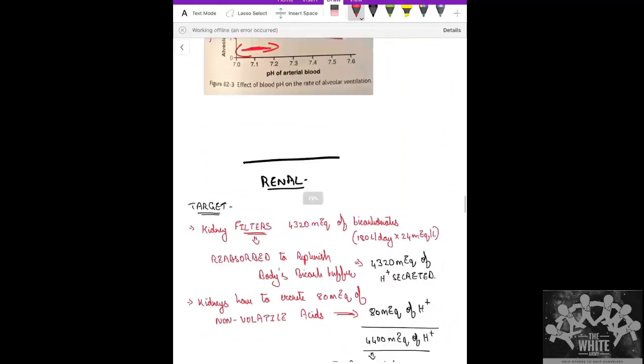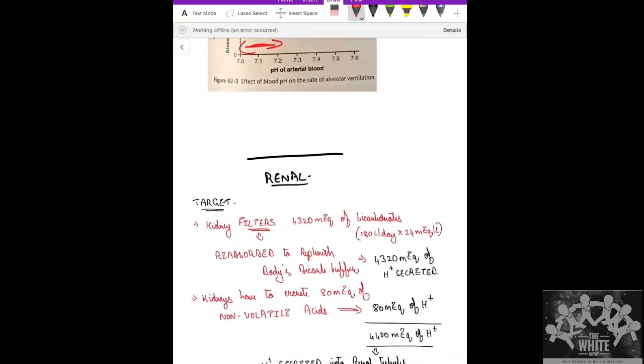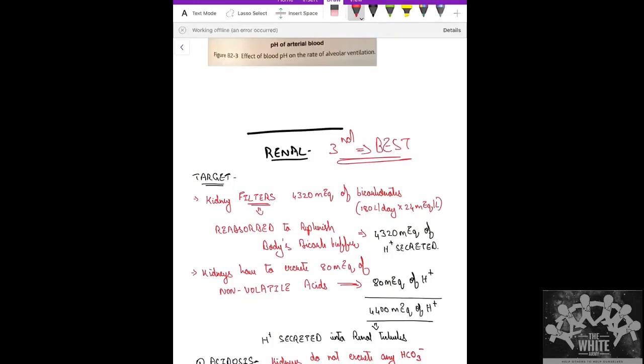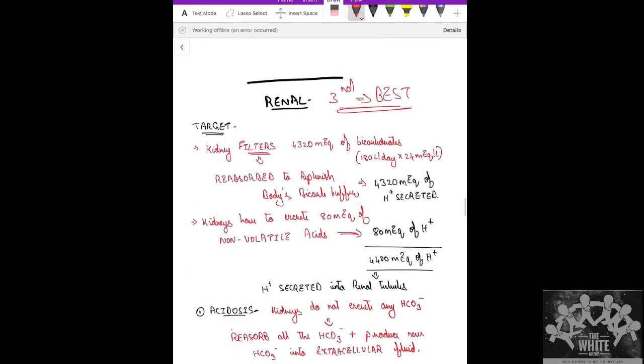Moving forward, we come to the third and the best line of defense, the third and the best line of defense being the kidney. So under normal circumstances, what is the target for the kidney? We'll read what the target for the kidney is to maintain a normal pH of 7.4.